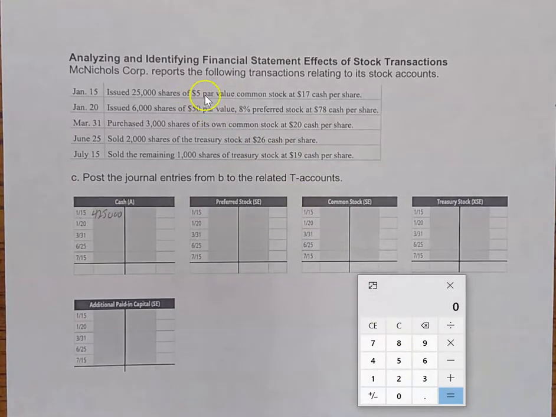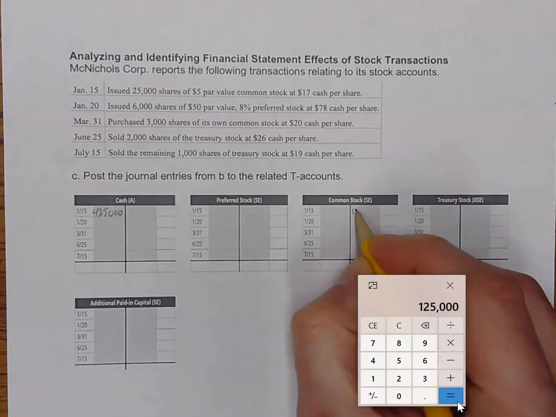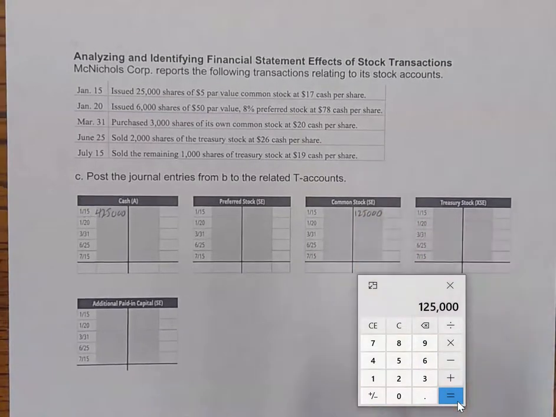However, we need to understand that this is in two pieces. So we've got a common stock portion and an additional paid-in capital portion, and we're going to do the common stock first. So our par value is $5, and we're going to multiply that by the 25,000 shares. That gives us 125,000. Common stock has a credit balance, so we're going to plot that there. So we've got a debit for 425 and a credit for 125.